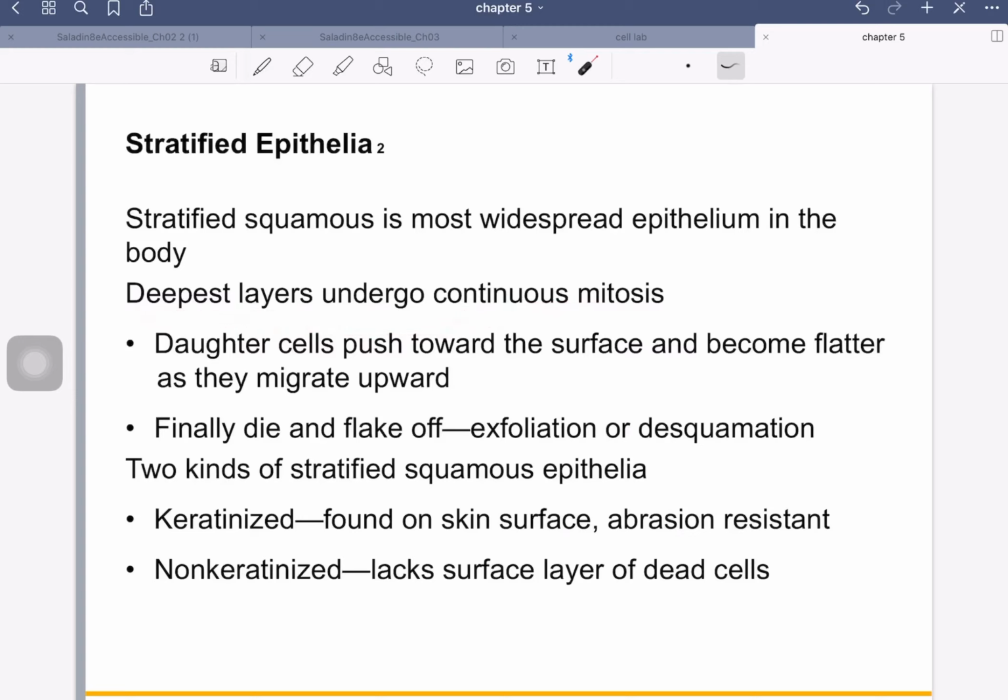The cells at the bottom basically divide and work their way up through the layers, and they transform in shape. We'll see a great example of this when we look at the skin next semester. The outer layers could either be keratinized, such as on the skin surface, and this makes it very abrasion resistant. They build up a lot of these protein complexes called keratin. Now, we often lose the outer layer, especially on the skin, through exfoliation or desquamation, and that's just losing or sloughing off the apical surface cells.